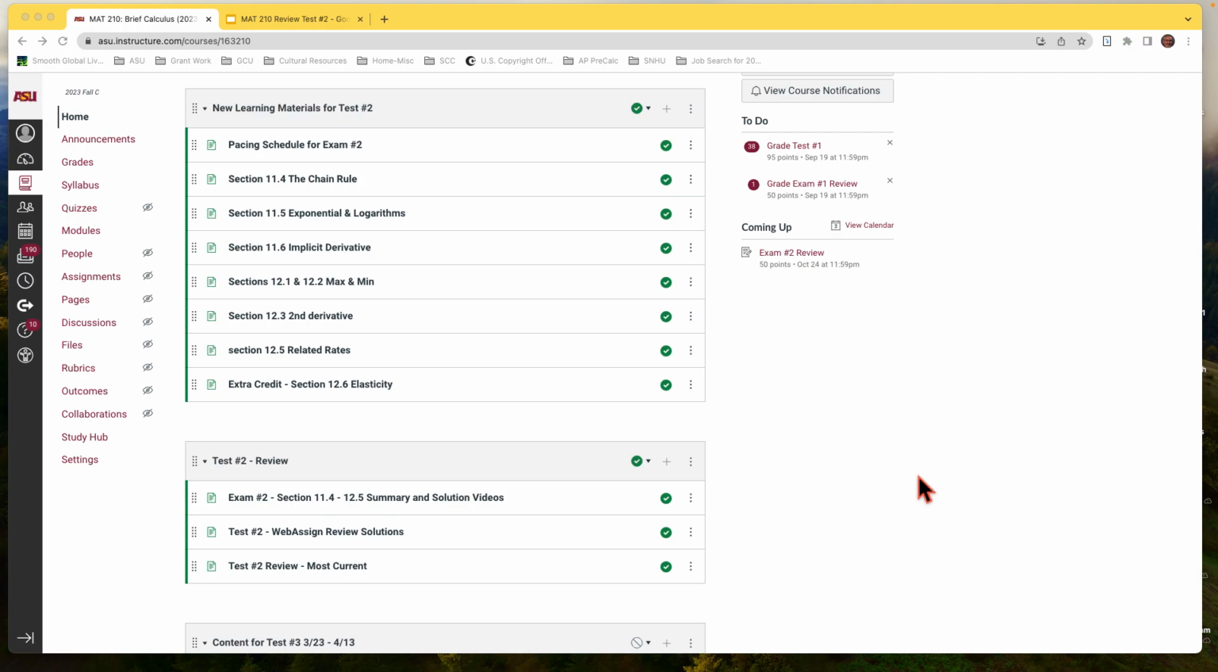So where we are right now is kind of a nice opportunity to assess your learning, and to get a nice strong score on the second part, hopefully. We have all these sections that we've covered, so the test will just be 11.4 to 11.5. There is this extra credit for 12.6.